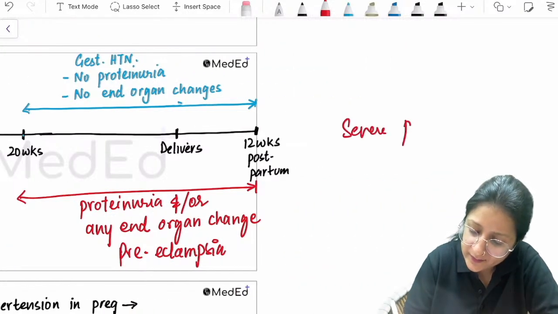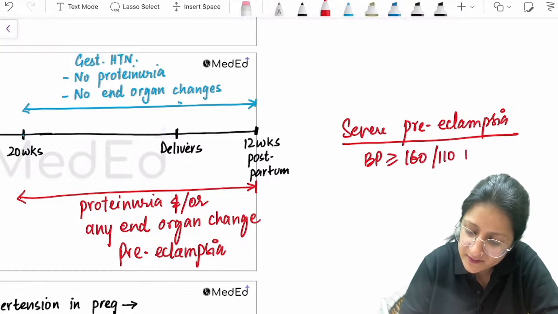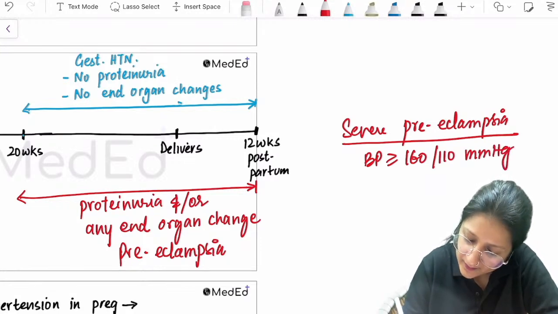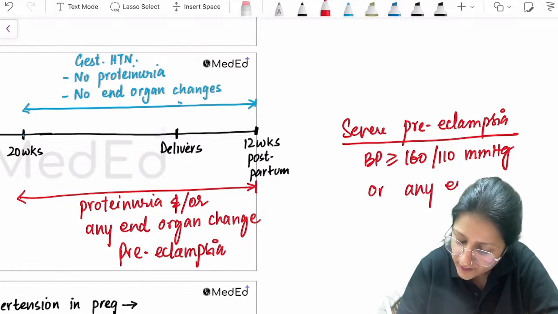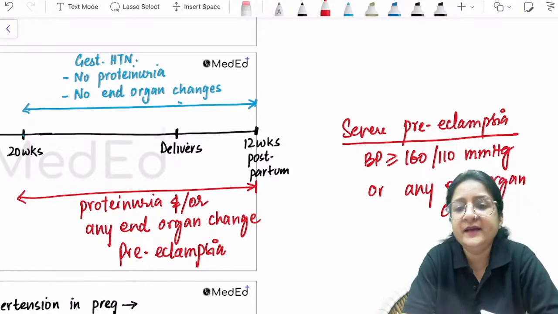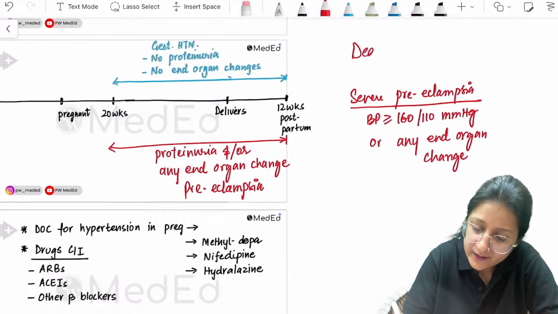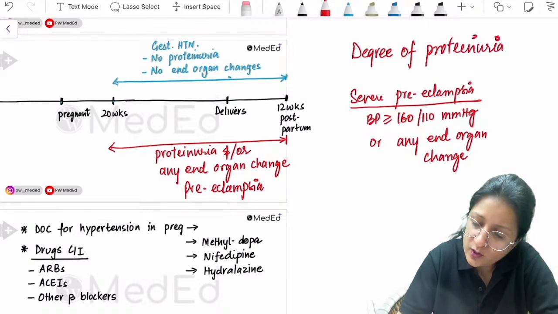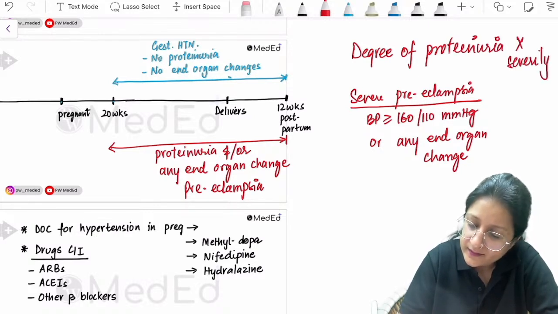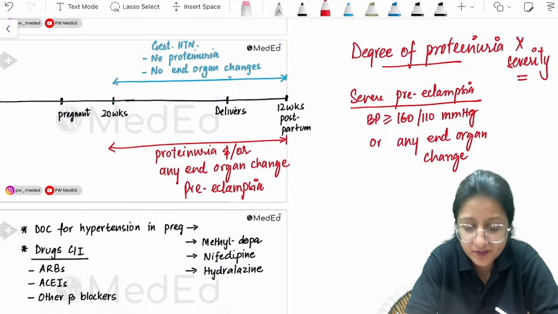What is severe preeclampsia? Severe preeclampsia is when there is blood pressure which is more than 160 by 110 mmHg, or there is any end organ change. Then we call it severe preeclampsia. Okay, degree of proteinuria is not related to severity. Okay, keep that in mind also. There has to be any end organ change to call it severe preeclampsia.